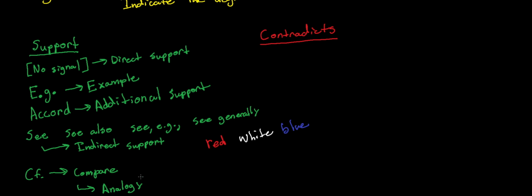Let's move on to the signals that indicate contradiction. So contra is sort of the contradictory form of no signal, so that indicates direct contradiction. I've rarely used the contra signal. You also have but C, and this one I use more often. So again, that signals indirect contradiction.